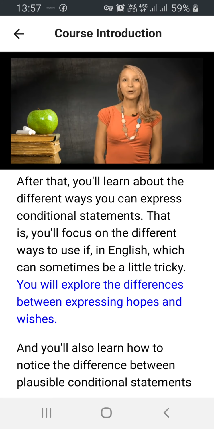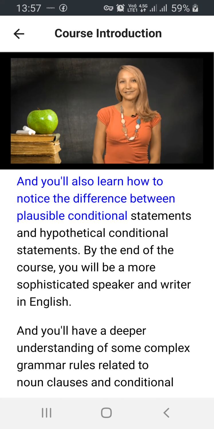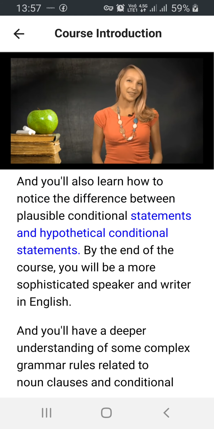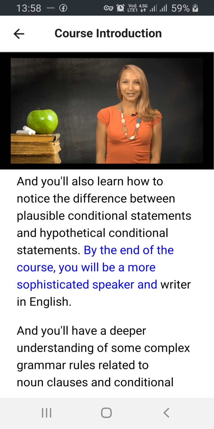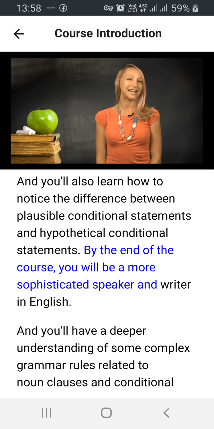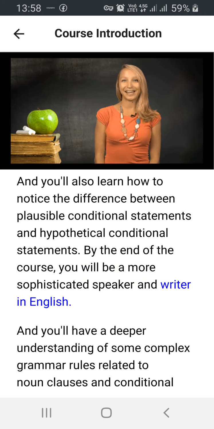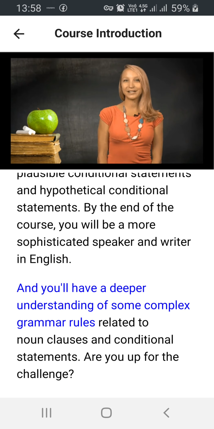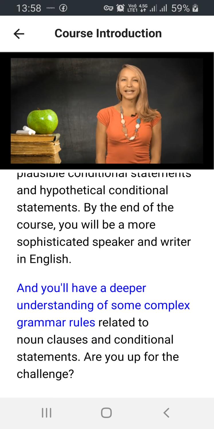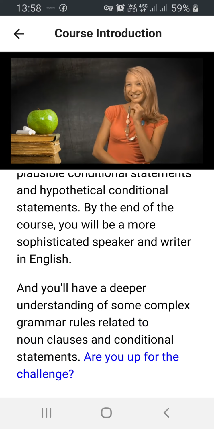You will explore the differences between expressing hopes and wishes, and you'll also learn how to notice the difference between plausible conditional statements and hypothetical conditional statements. By the end of the course, you will be a more sophisticated speaker and writer in English, and you'll have a deeper understanding of some complex grammar rules related to noun clauses and conditional statements. Are you up for the challenge?